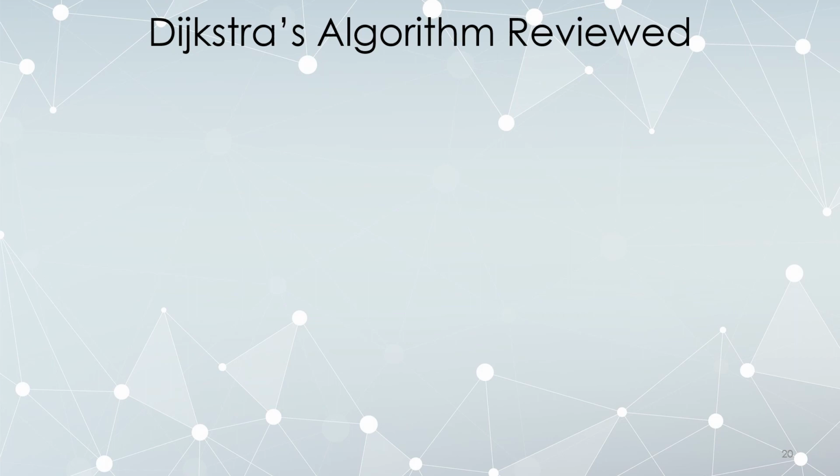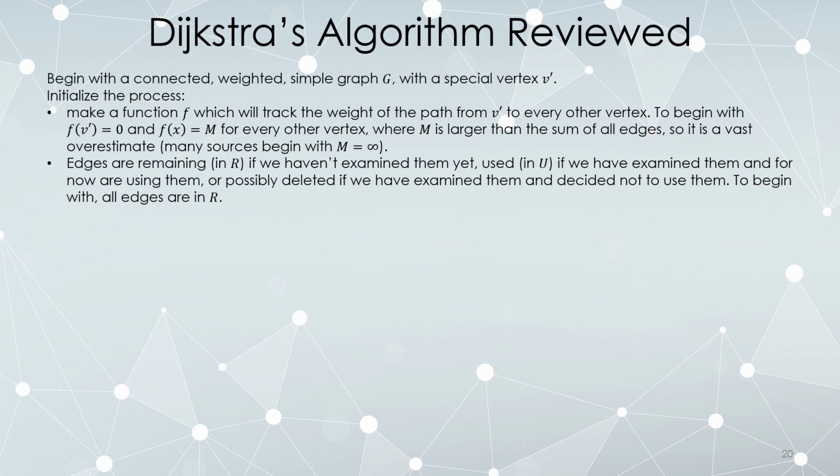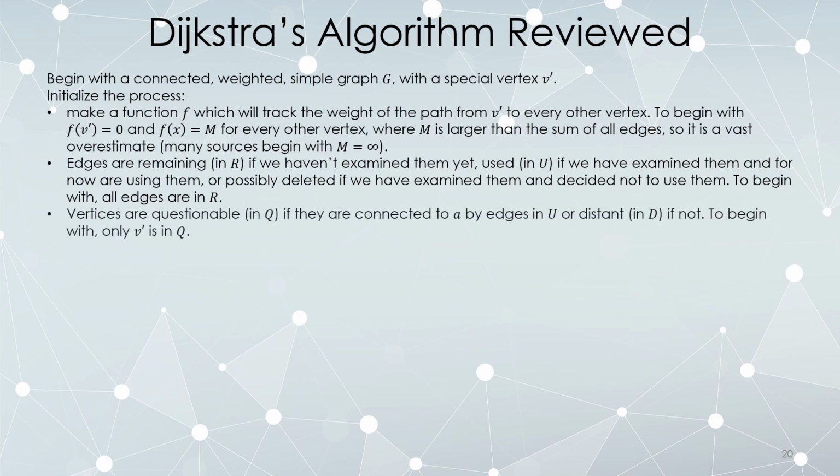Okay, so more of Dijkstra's algorithm. You begin with a connected weighted simple graph and a special home base. You initialize the process by assigning your home base distance 0 and everything else a vast overestimate of the distance. Edges are now either remaining or used, but you start off with nothing used and everything remaining. Vertices are either questionable or distant. The only questionable vertex at the beginning is the one you started with. Everything else is distant. Now you run the algorithm.